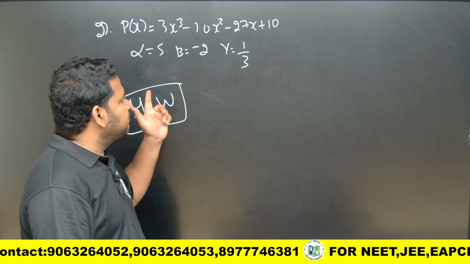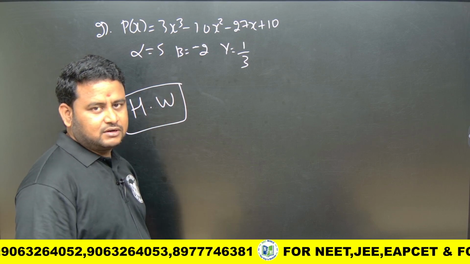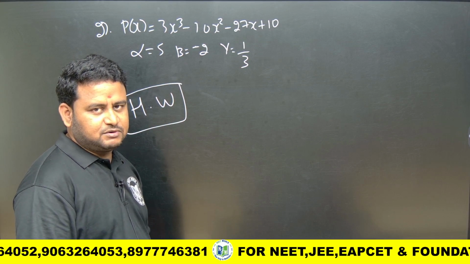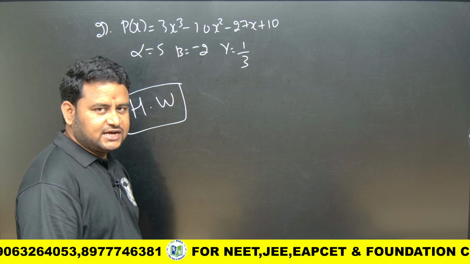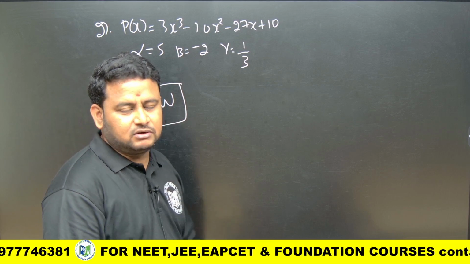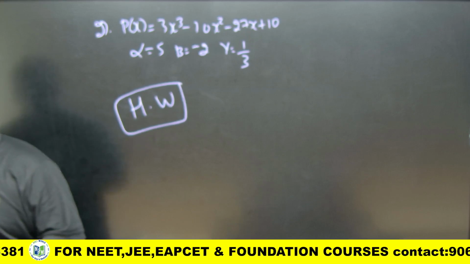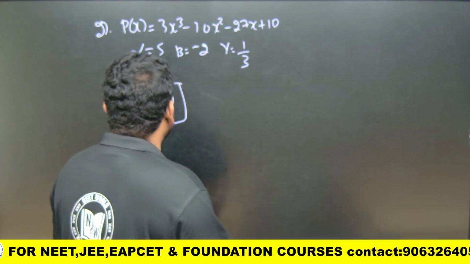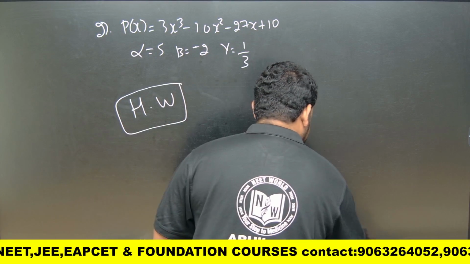Okay, second question, please take it as homework. Try it by yourself. I want it in the comment section: the sum of the zeros, product of the zeros taken 2 at a time, and product of the zeros. Whatever you get, I want it in the comment section. So let us move to the next question. Let us proceed with the third question.